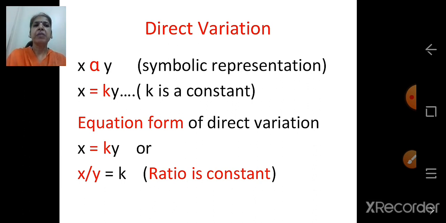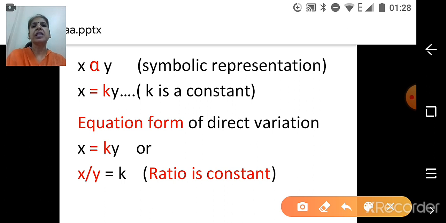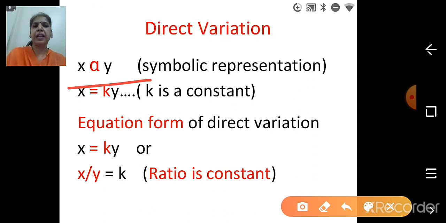And what is the symbolic representation of direct variation? If x varies directly as y, it is written as x, then the sign of variation, alpha, y. And then it is written in the form of equation x = ky. And what is k? K is a constant. It is any non-zero number. We also call it the constant of variation.